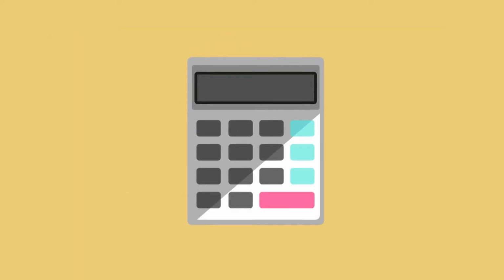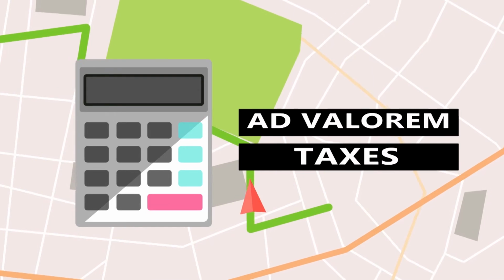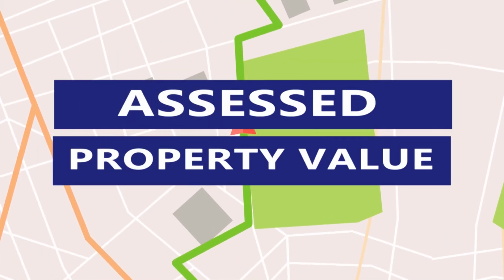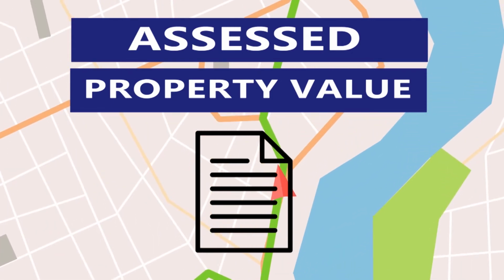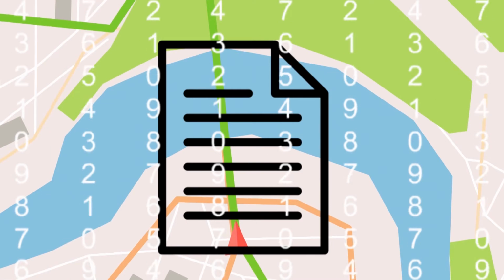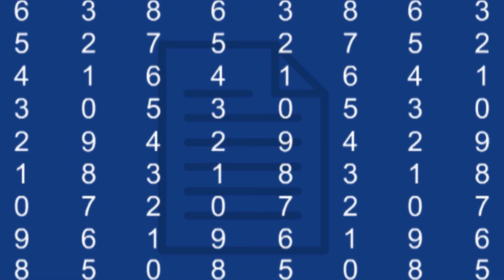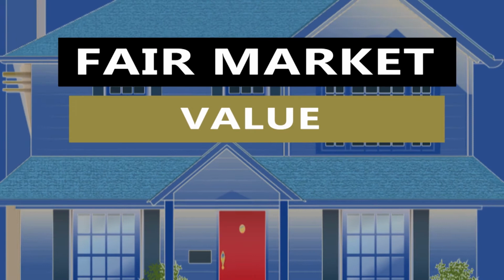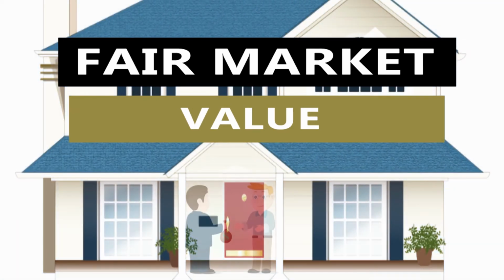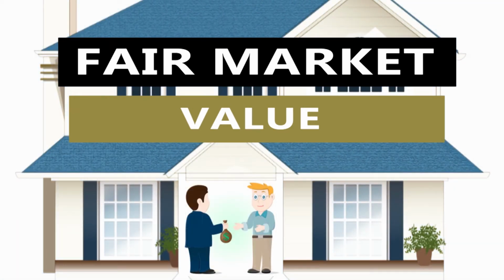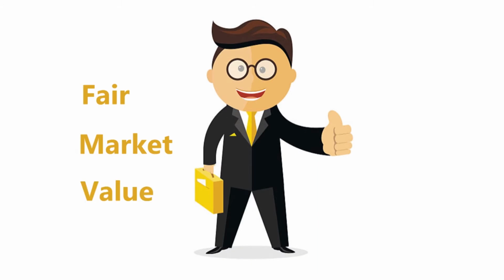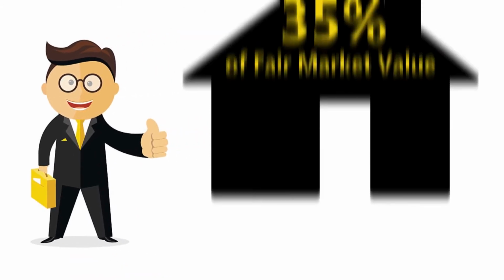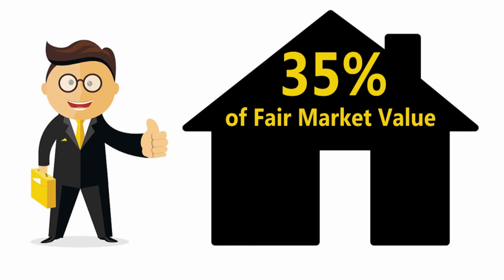The calculation for real estate taxes, ad valorem taxes, begins with the assessed property value. So what is this value? With standardized methods and statistical analysis, the county auditor first determines a property's fair market value. Fair market value is the amount a buyer and a seller would be willing to agree to in an arm's-length transaction in the open market. The auditor uses fair market value to calculate a property's assessed value, which is 35% of the fair market value.